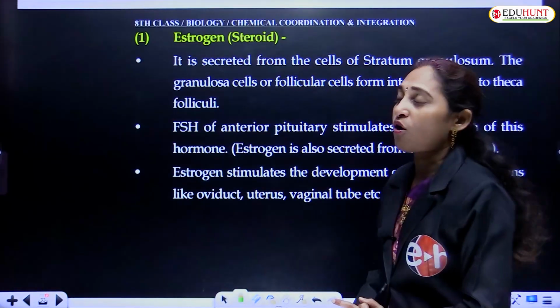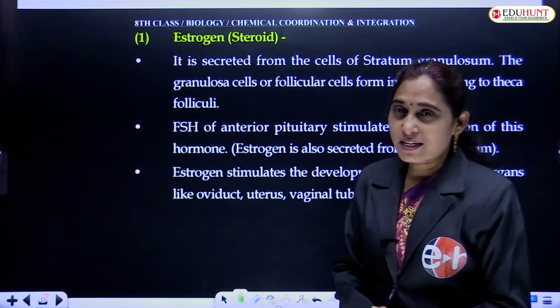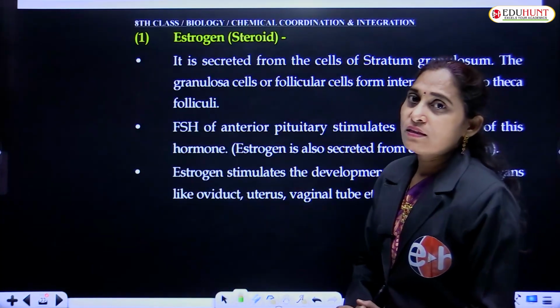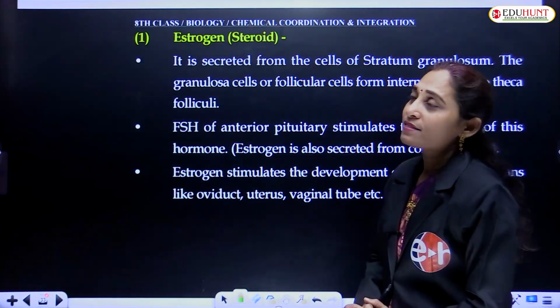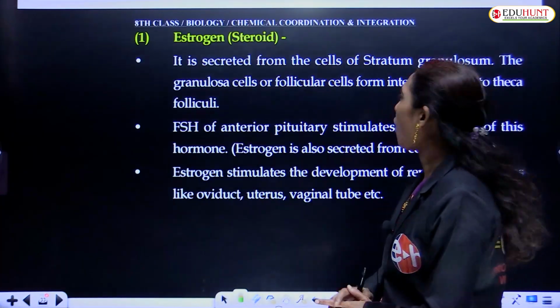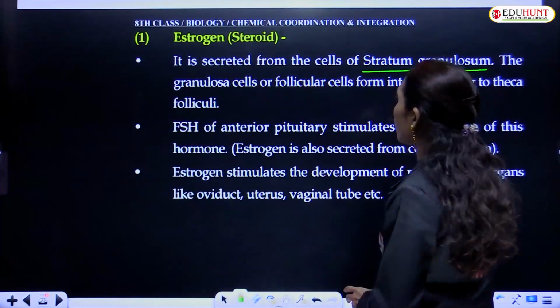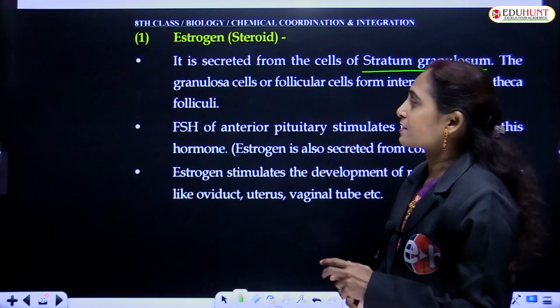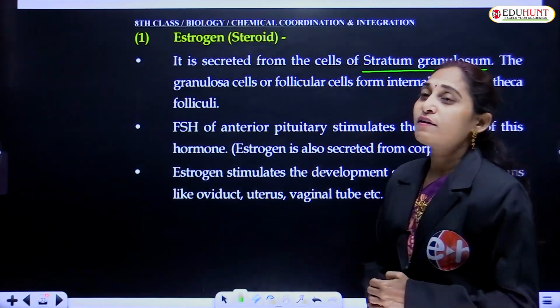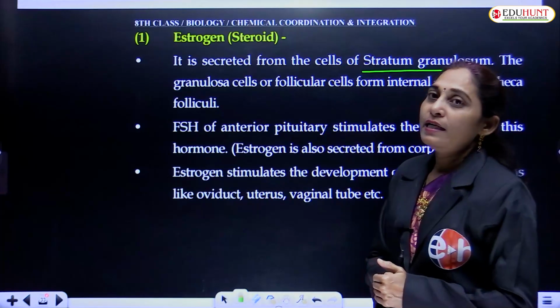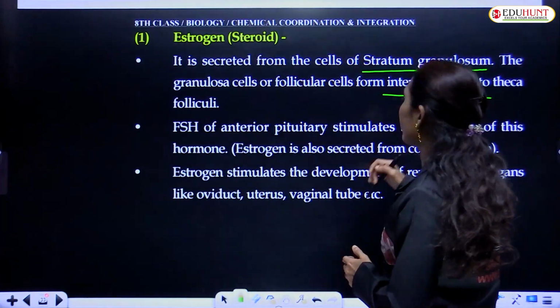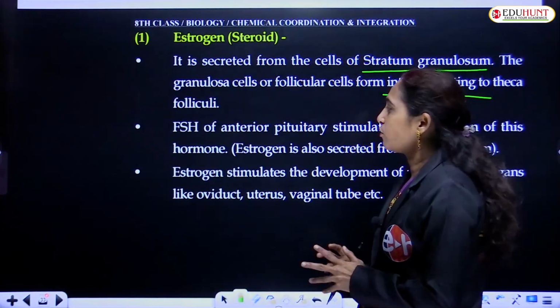Estrogen is a steroid hormone, basically a cholesterol derivative. It is secreted from the cells of the stratum granulosum. The granulosa cells, the minute follicular cells of the ovary, form the internal coating of the theca folliculi.